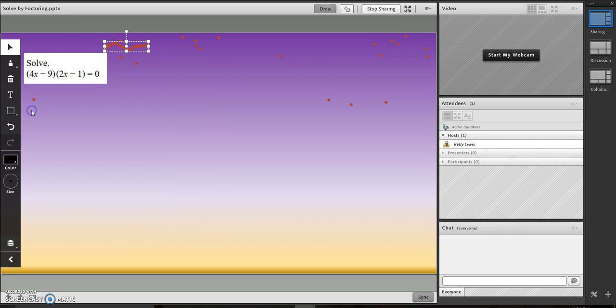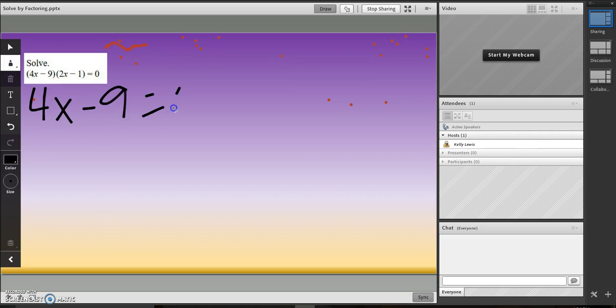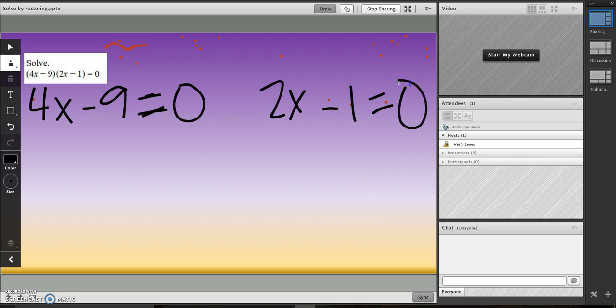All right, so the zero product property says if you've got two things that are being multiplied together and they equal 0, one of them or both equals 0. So what you need to do is set each thing equal to 0. So that's what I did. I set that factor equal to 0 and that factor equal to 0.